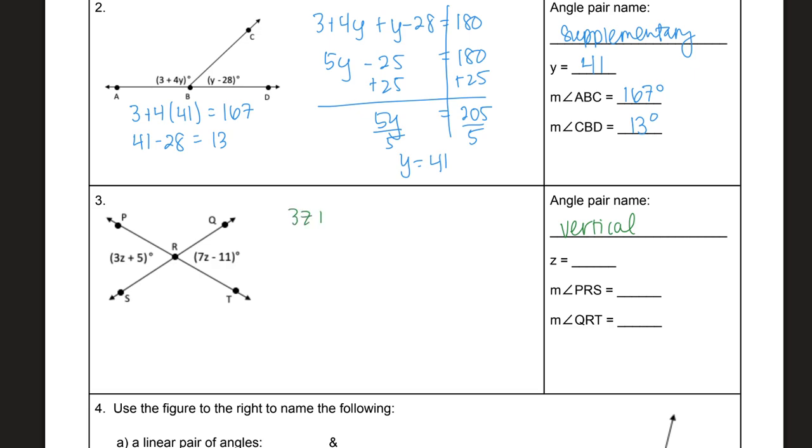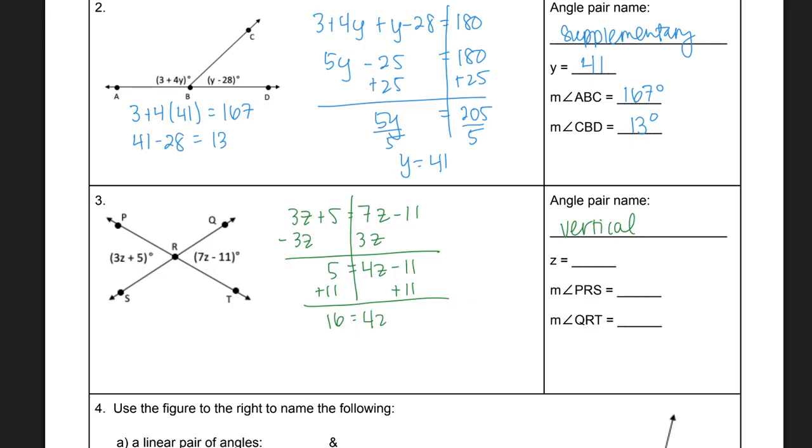So we have 3z plus 5 equals 7z minus 11. So I like to get all my variables on one side first. So I'm going to subtract 3z. Everything comes down. So 5 is equal to 4z minus 11. Then I'm going to add 11 to get all my constants together. So 5 plus 11 is 16. And then divide by 4. So z is equal to 4.